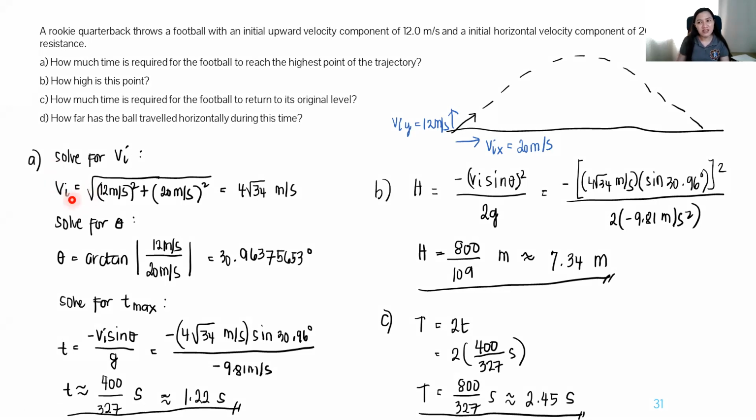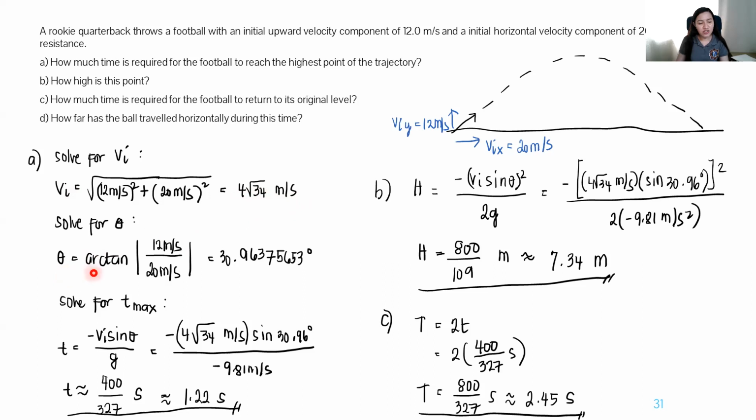So the resultant, using the components, would be the square root of the sum of the squares of the two components. So you just raise the upward component to the power of 2 plus the horizontal component to the power of 2 and extract the square root. And we'll be able to solve the initial velocity, which is equal to exactly 4 square root of 34 meters per second.